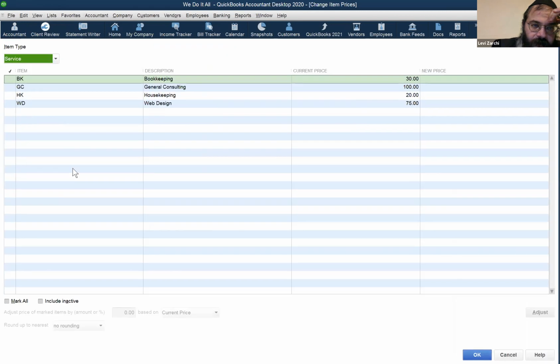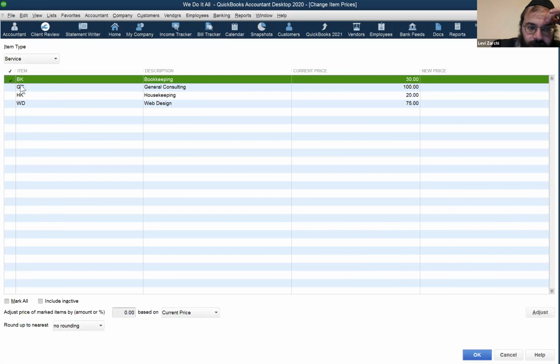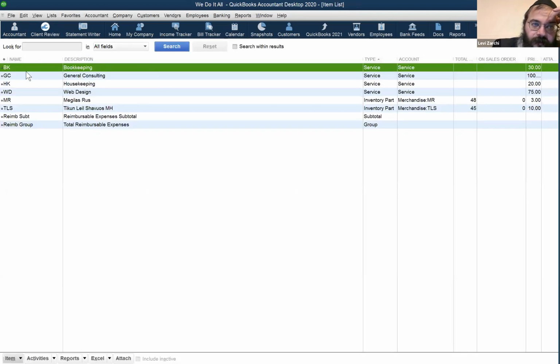First, you have to change prices of the service. Let's see here. Here you could adjust prices. You adjust the price of marked items by a certain percent up or down. Once you adjust prices, then you'll have a current price and a new price. This is if you want to change in the middle. You want to give a discount due to the economy. Say I'm giving 20% off. So now, every time we're offering bookkeeping, instead of $30 it's $24, etc. Those are all options you can do within QuickBooks.